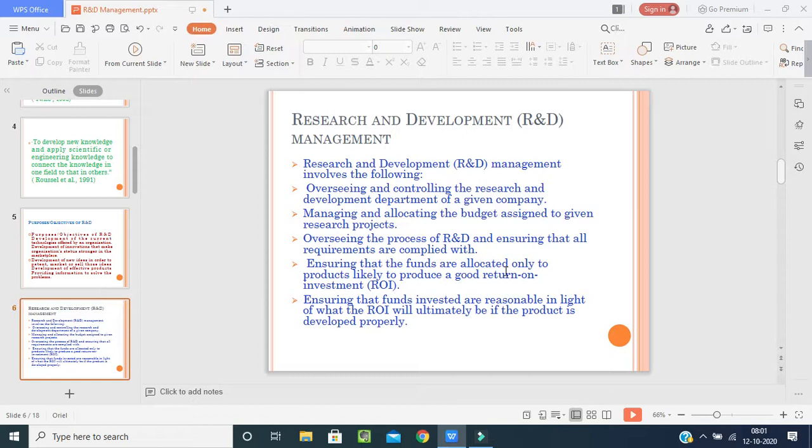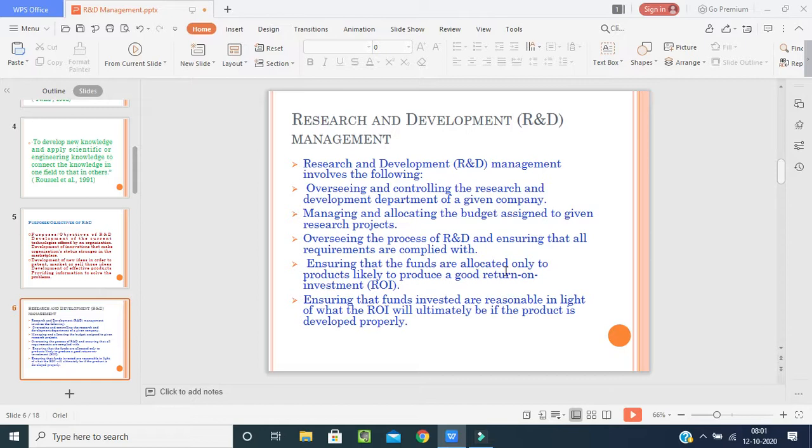That means from the starting of the product, from the raw materials, the suppliers of the raw materials to the company, till the end of reaching the customers and the customers' feedback. All these things they will research. That is the main purpose of R&D. Not only that, the funds are allocated only to products likely to produce a good return on investment. Whatever they research on the goods, how much the company is investing in the product, and in return what they are getting, how they will get it, when, how, where, by whom. All these things will be taking place in the R&D department.